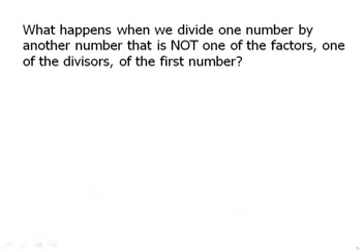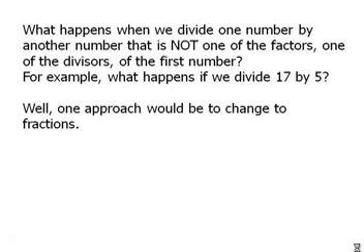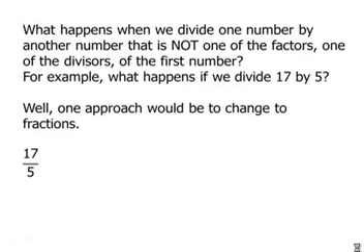What happens when we divide one number by another number that is not one of the factors, one of the divisors of the first number? For example, what happens if we divide 17 by 5? Now, we talked about this a little bit in a previous video, and we're going to review it here. One approach would be to change to fractions. So a perfectly valid answer to that question, what is 17 divided by 5, is the improper fraction, 17 over 5. That number is 17 divided by 5.